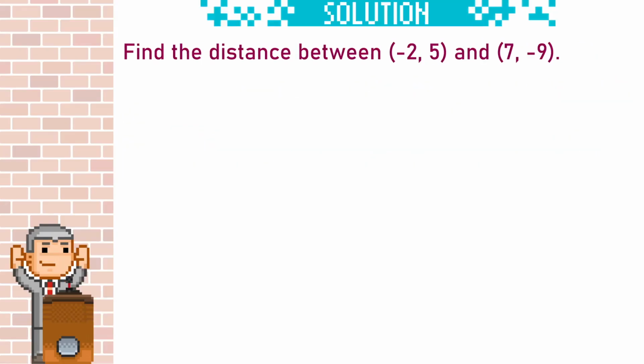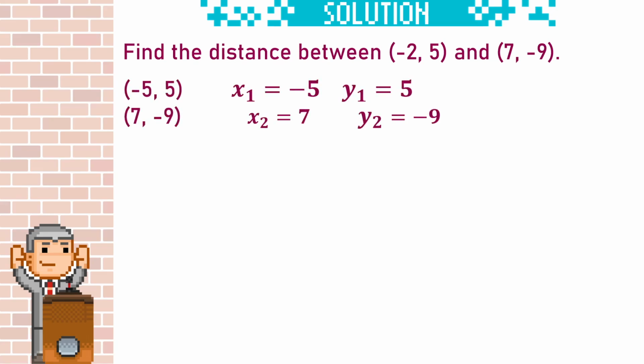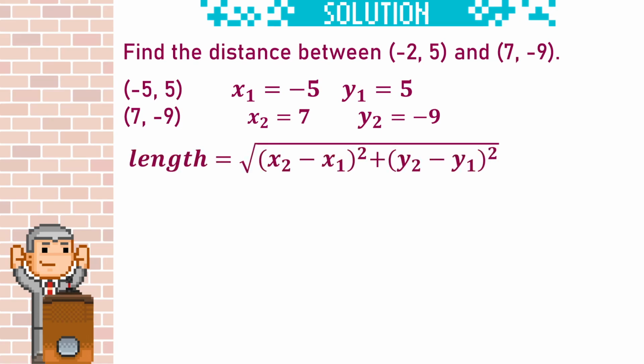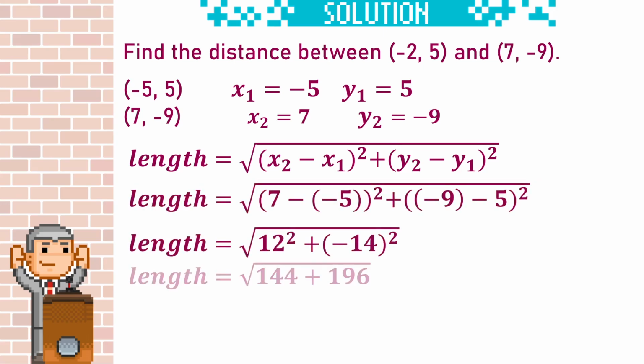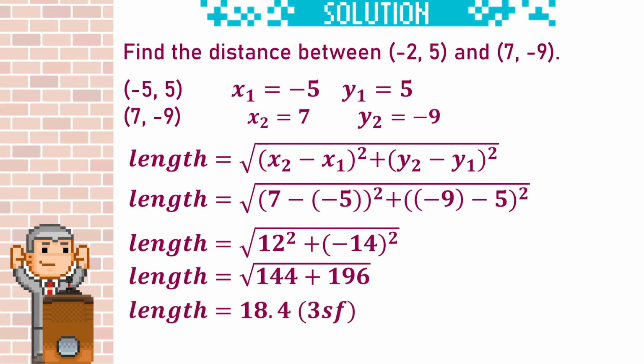To find the length between these two coordinates, we need to first of all find our x1, y1 and x2, y2 values. We can then use this formula, which is basically Pythagoras, to find the length. Substitute the values in, and we find that the length is 18.4 to 3 significant figures. Notice that there's no units, because there's no units given to us in the question, because it's on a graph.